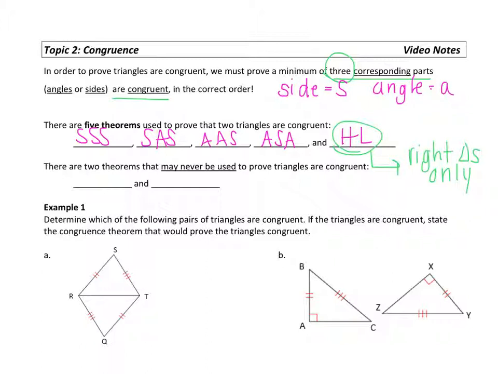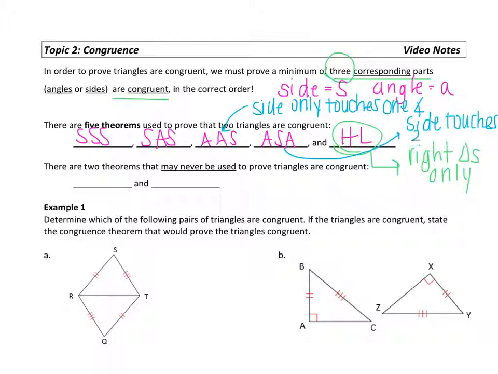Notice here when I'm talking about AAS and ASA, they have the same letters but they're in a different order. In order to use AAS, your side can only touch one angle. And in the other one, ASA, the side, the S, touches 2 angles. So we have 5 theorems that we can use and 2 that we can never use.